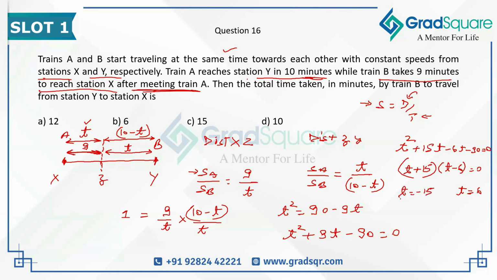t is the timing, which is in minutes, cannot be negative. So this value needs to be rejected. So the total time period t, the value of t, must be equal to 6. Now what is the question asking you? The total time taken in minutes by train B. If you look at train B over here, its total time taken will be 9 plus t, and the value of t is 6. So 9 plus 6 will turn out to be what? 15 minutes. And that will be the answer for this question.